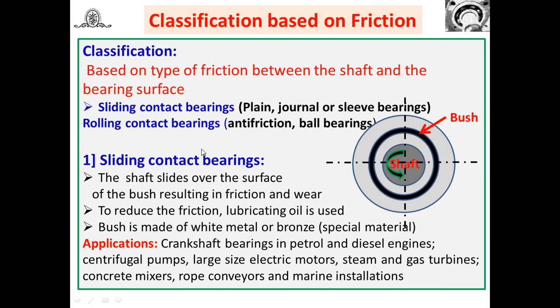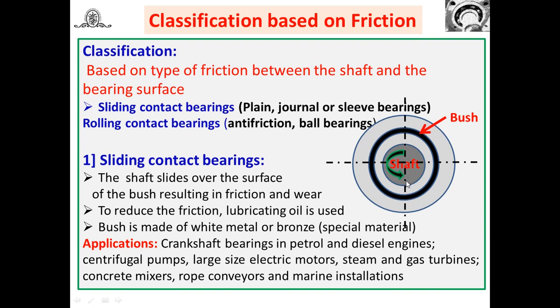Now let us see the first one, sliding contact bearing. Look at this here. This is the shaft. In between, I have shown one gap, then the bush, and this is the part of the bearing. Why is the gap provided? To supply the lubricant. How it is going to work, I will explain. The shaft slides over the surface of the bush, resulting in friction and wear if there is no gap.